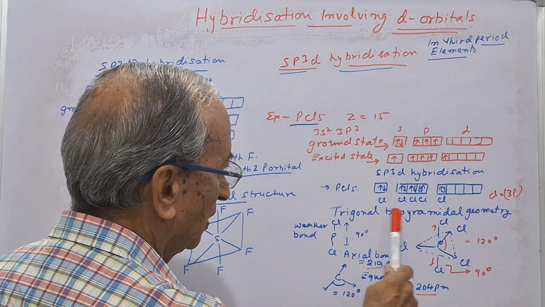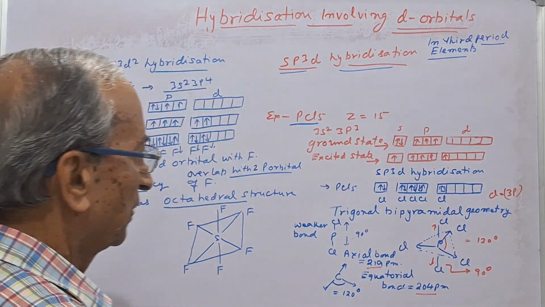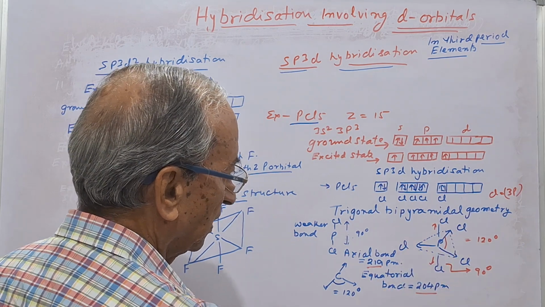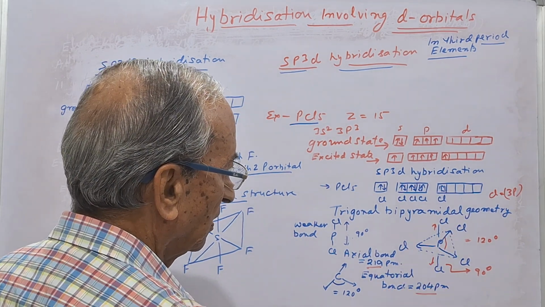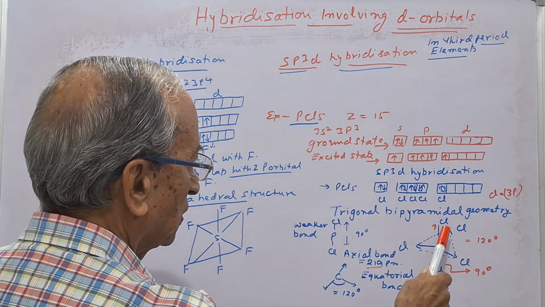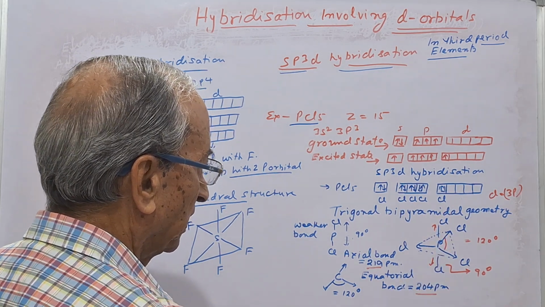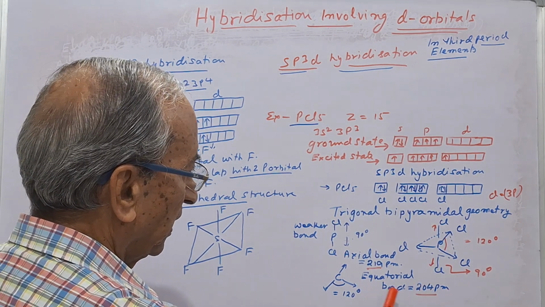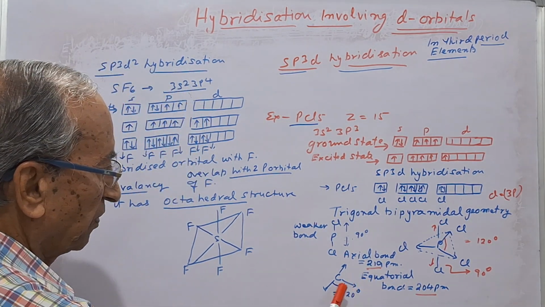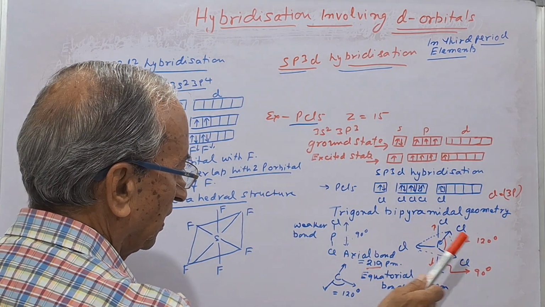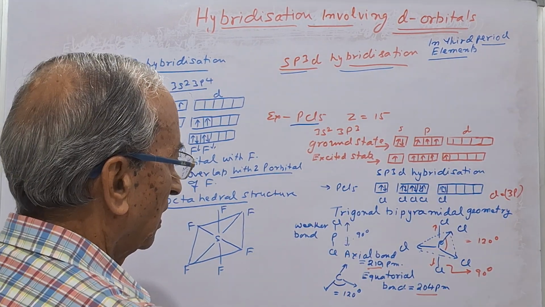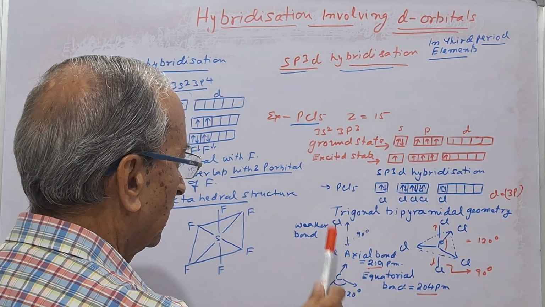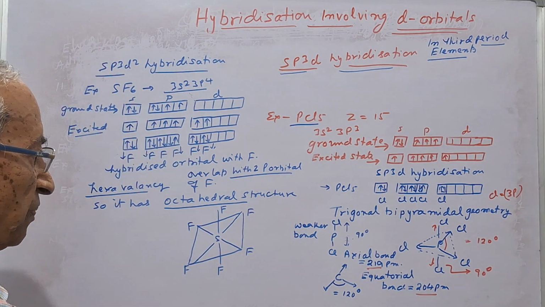How do we explain the trigonal bipyramidal geometry? In this case, 3 orbitals with chlorine form the equatorial bonds, and the 2 orbitals form the axial bonds. Here, in the equatorial bonds, the angle between the P-Cl bonds is 120 degrees, and in the case of the axial bonds, the angle between P-Cl is 90 degrees.